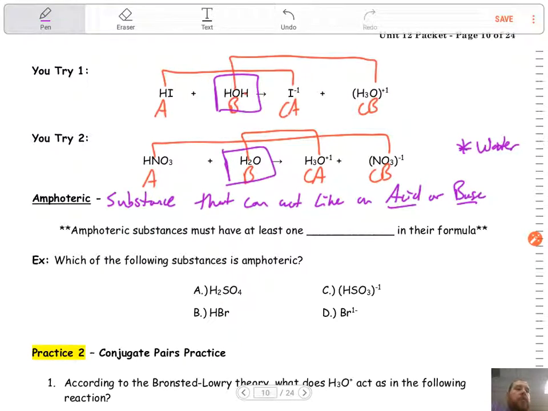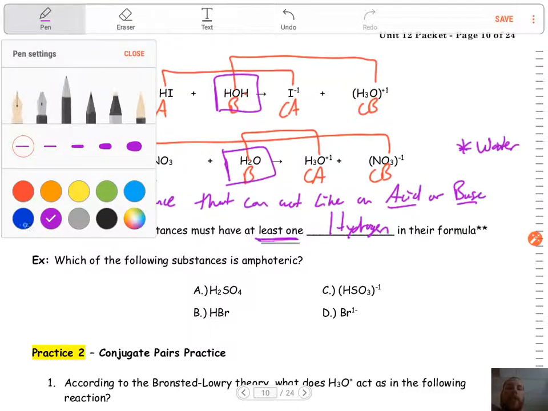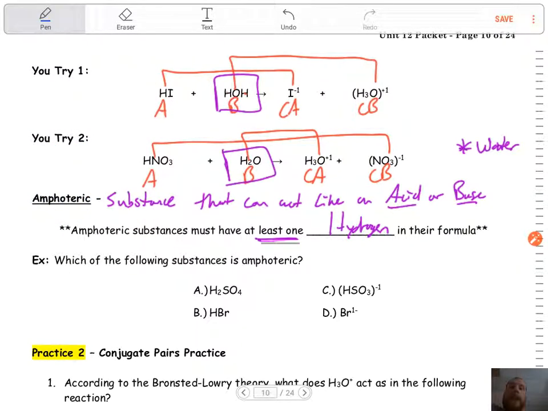But it's got 2 hydrogens, so it could go either way. It could become H3O plus, like we've seen here when it's a base, or it could become OH minus when it loses one. Okay, but the big thing with amphoteric substances is they must have at least one hydrogen in their formula. Okay, at least one. So it's got to be able to take one in or lose one.